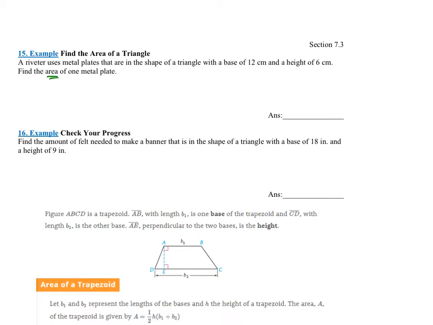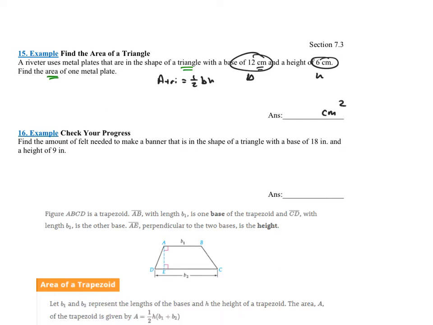So we're finding the area of a triangle. That's our formula, the area of a triangle. We know that that is 1/2 base times height. We know that 12 is the base. We know that 6 is the height. We know that it's measured in terms of centimeters, and area is always that unit squared, so it's going to be centimeters squared.